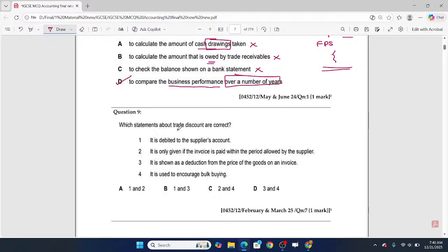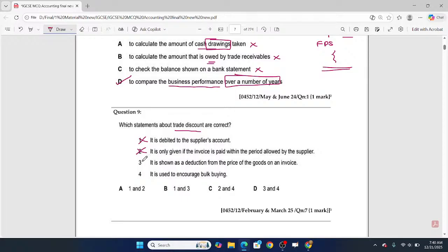Which statements about trade discount are correct? Trade discount should always not be recorded. It is debited to the supplier account. No, it is not going to be shown anywhere. It is only given if the invoice is paid within the period allowed by the supplier. No, it is a cash discount. If the payment is made within the stipulated date, you will be getting one discount. That discount is called cash discount.